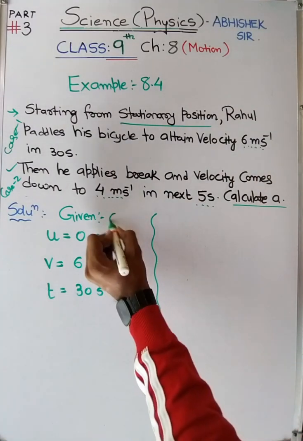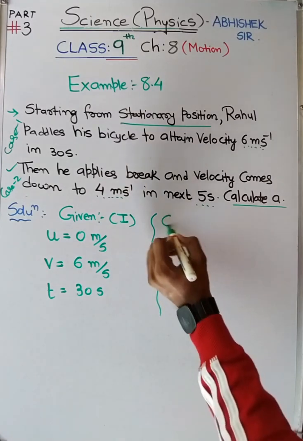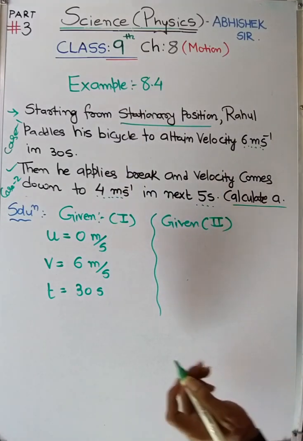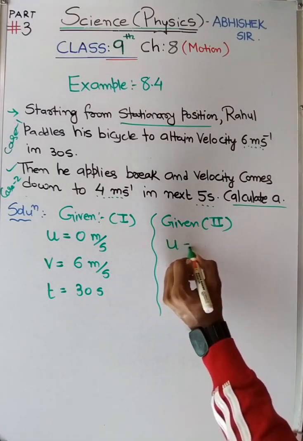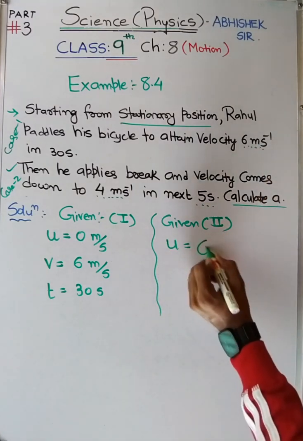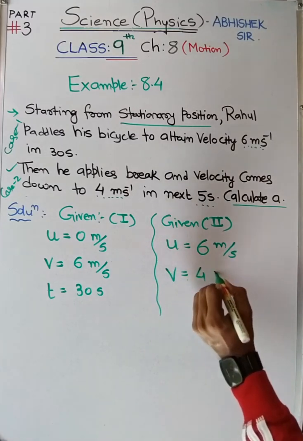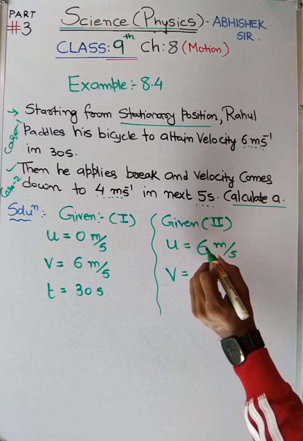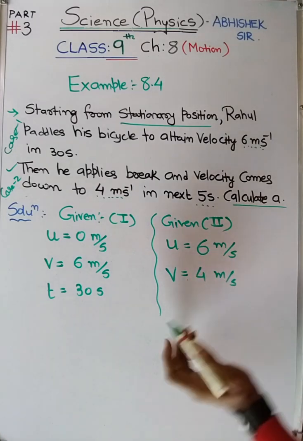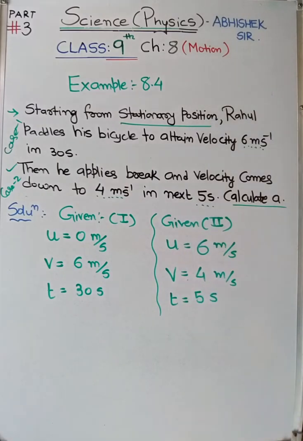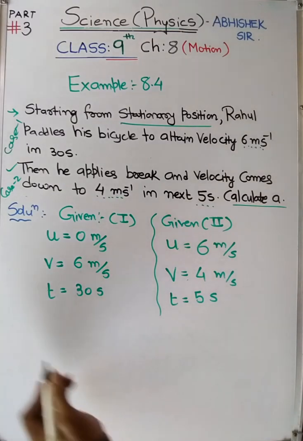2 times. So this is for case 1, and let us also make a given list for case 2. Understand that in case 2 the initial velocity was 6 meter per second because he has come from 6 meter per second to final velocity 4 meter per second. So this will be the initial for case 2, and the time taken is 5 seconds. Clear? So we have to find out acceleration in both the cases.